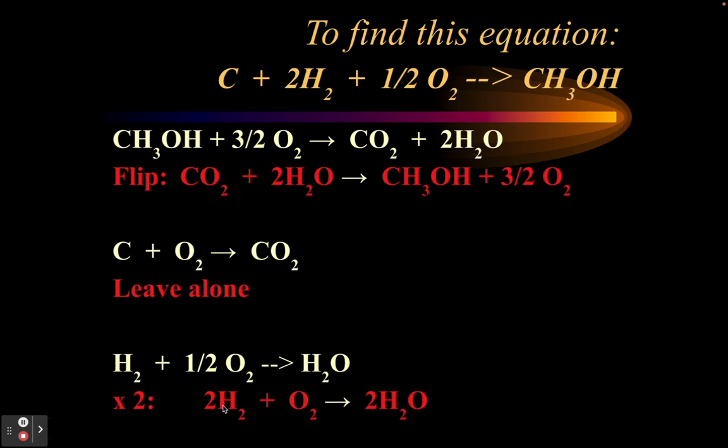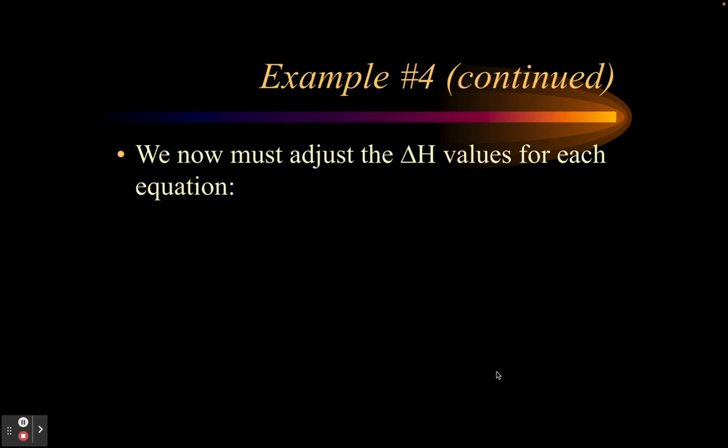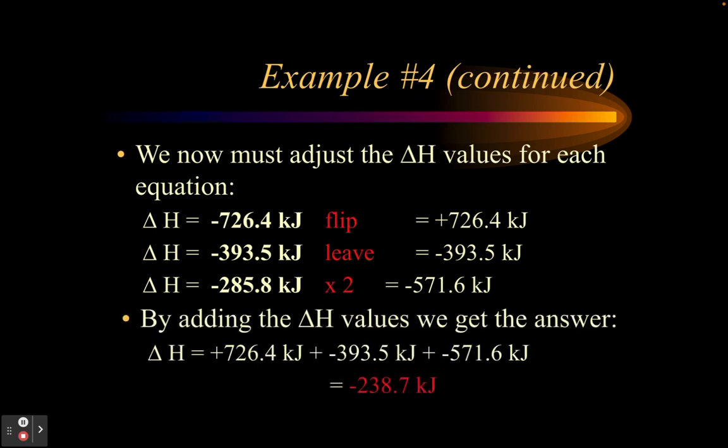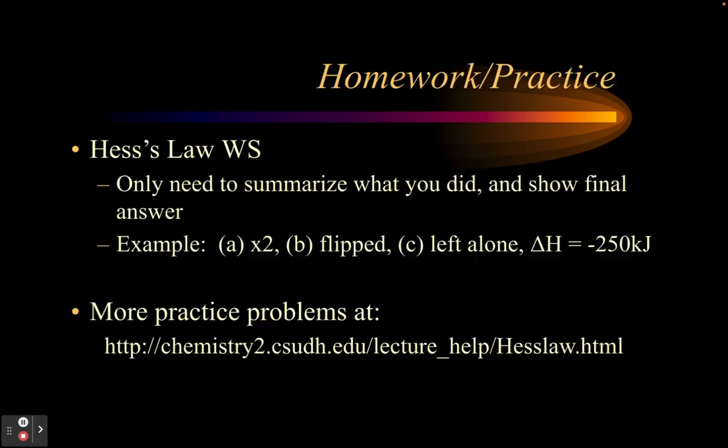All right, so let's go ahead and take a look. There we go. Okay, so now we have to adjust our delta H values. We flipped the first one, so we make that a positive. We leave the second equation as is, so it stays the same. And then the last equation, we multiplied it by 2, so it stays a big negative number. When you add them all up together, you have negative 238.7 kilojoules.